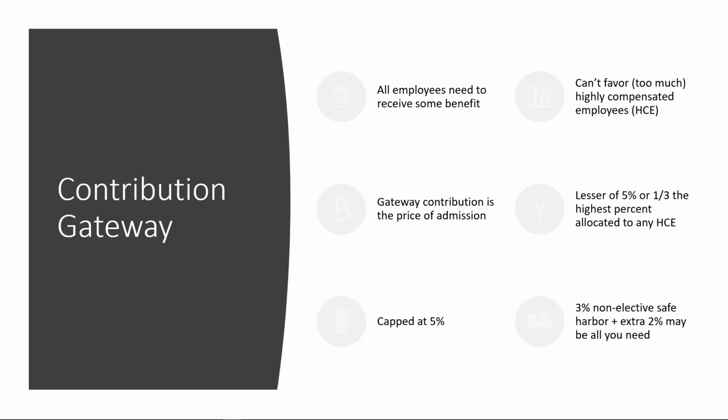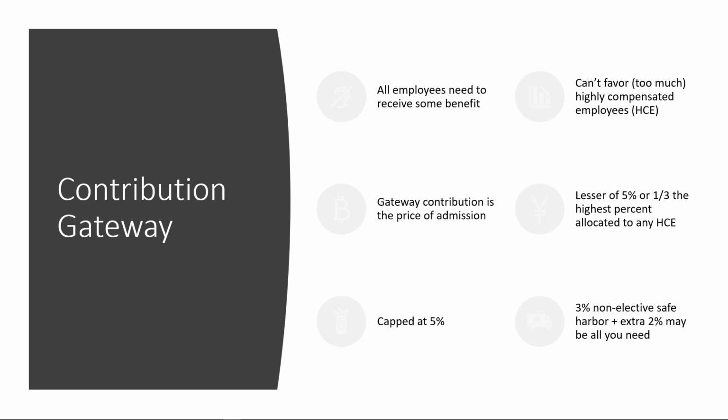So anyway, the gateway contribution is the lesser of 5% or 1/3 of the highest percentage allocated to any of those highly compensated employees. The last bullet point there, you'll see if you're doing the 3% non-elective safe harbor instead of the matching on the 401k side, that counts for the gateway. So at the most, you would have to add an extra 2% to everyone's profit sharing contribution. So using that 3% non-elective allows you to meet this test at much lower dollar levels typically than a match will.